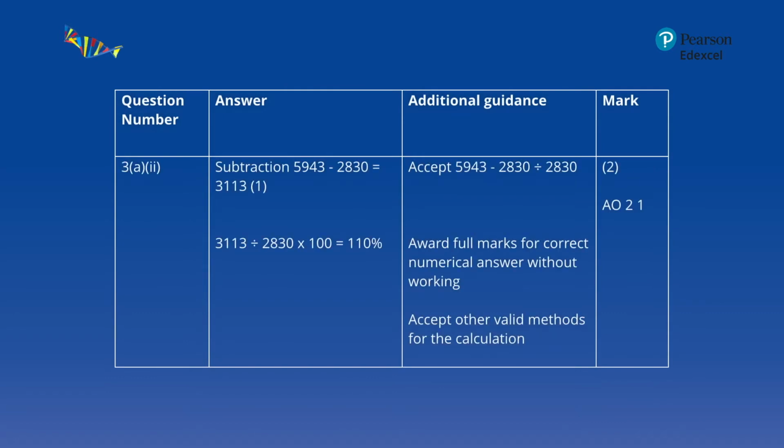Here's the mark scheme for 3A2. The first step is the subtraction. The second step is the percentage increase calculation. So if you make a mistake in the first step, but use your answer from the first step correctly in the second step, you can still gain a mark. This is called an error carried forward.